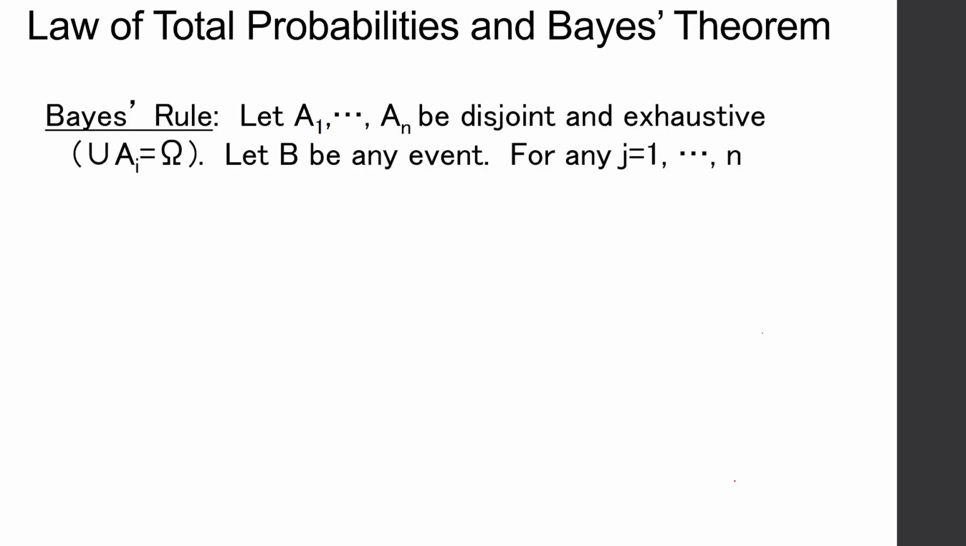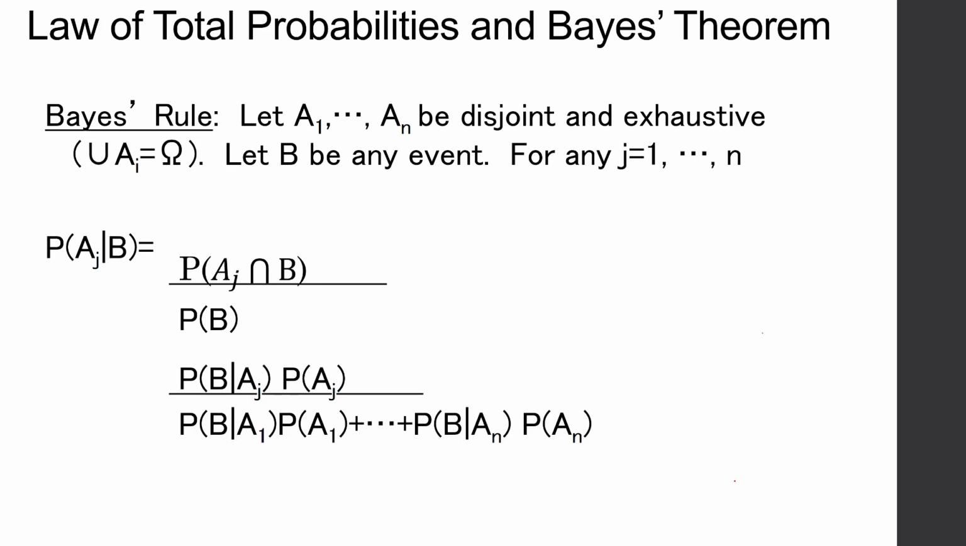This turns out that you've actually used a kind of complicated looking theorem called Bayes' theorem. Bayes' rule says if you have A1 through AN disjoint and exhaustive events, and B is any event, then for J equals 1 through N, the probability of AJ given that B occurred is the probability of their intersection divided by the probability of the thing you're conditioning on.